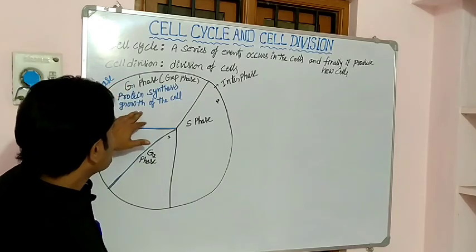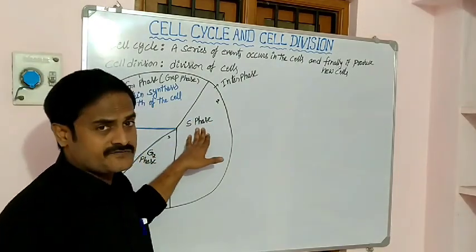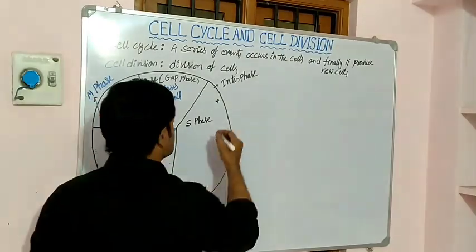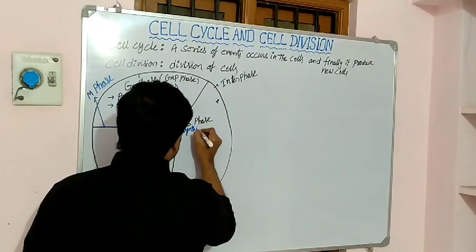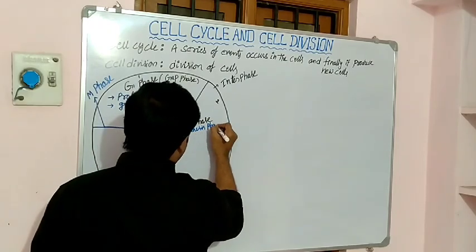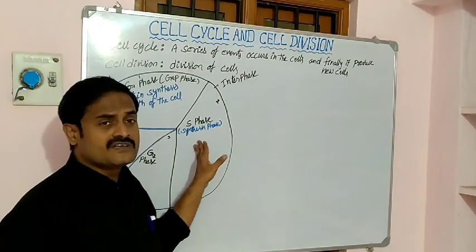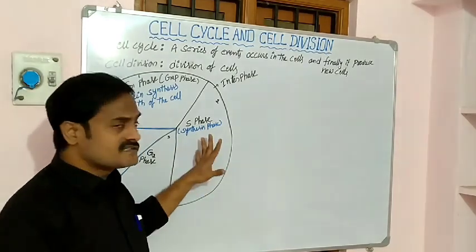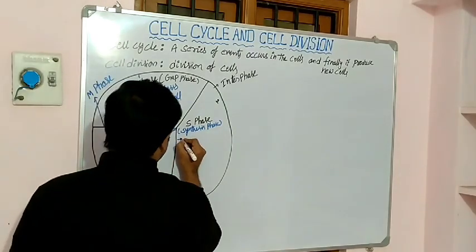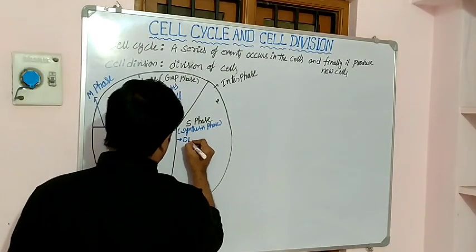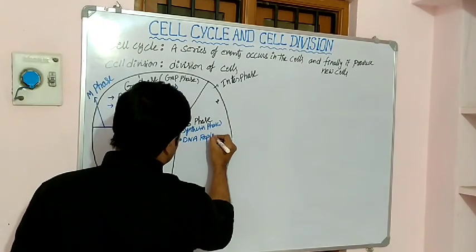Then the cell completes the G1 phase and enters the S phase. S phase means synthesis phase. In this S phase, some important functions occur. The first one is DNA replication.